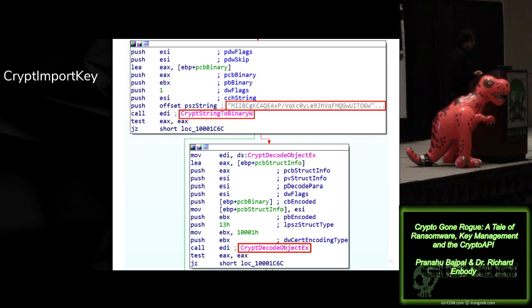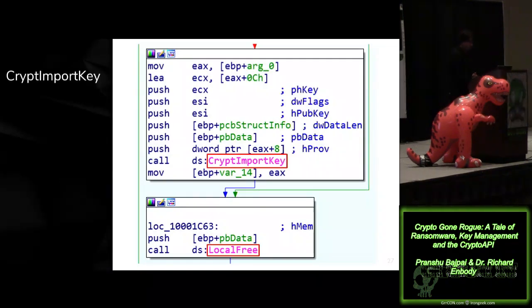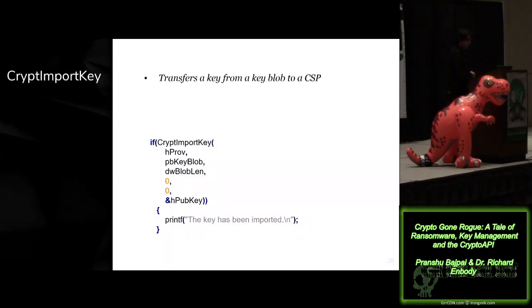symmetric key. So right now that is embedded as a string in the ransomware, but to bring it in the context of the CSP so that the CSP can use it to encrypt the symmetric key, we have to use the CryptImportKey function. So the ransomware goes ahead and uses the CryptImportKey function to bring this embedded attacker's public key into the context of the CSP, and then frees the memory by using LocalFree. And then CryptImportKey transfers a key from a key blob to a CSP and brings it into the context of the CSP, and now it can be used to encrypt the symmetric key.